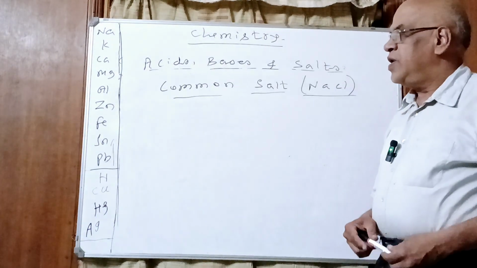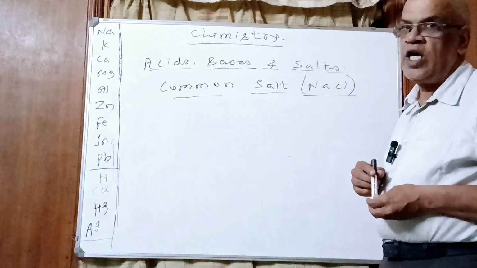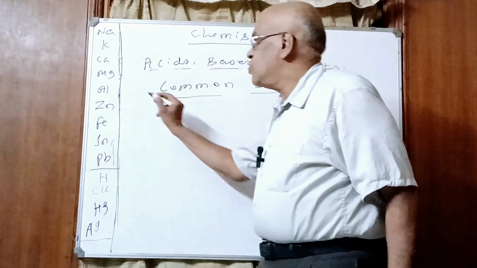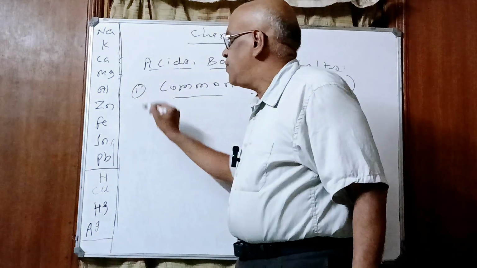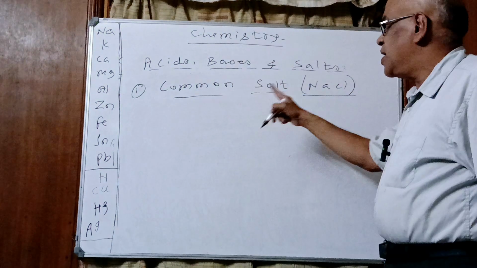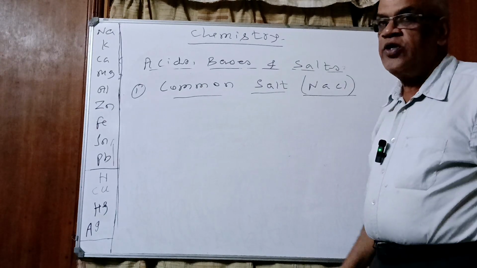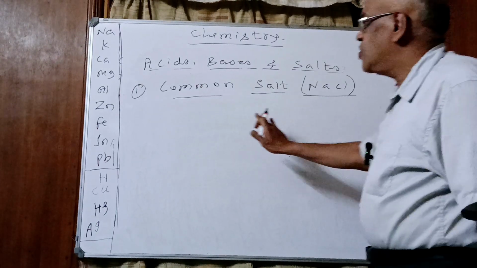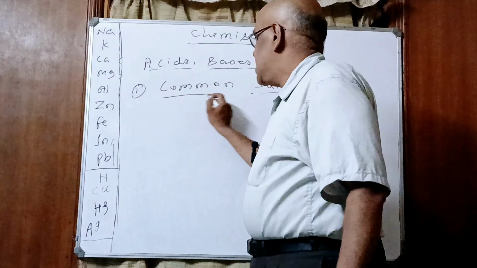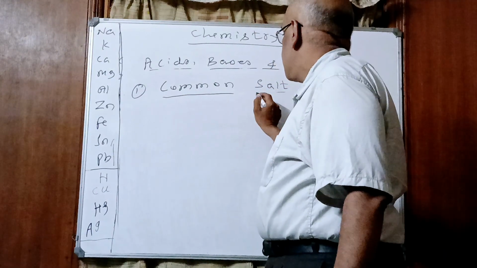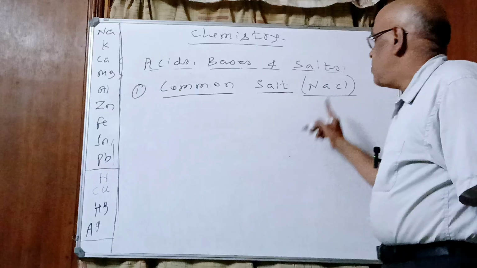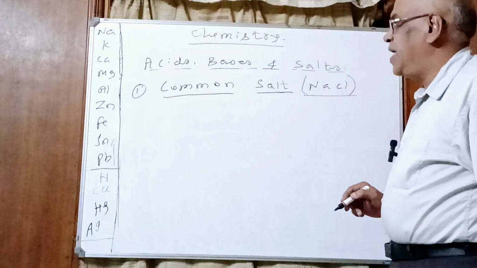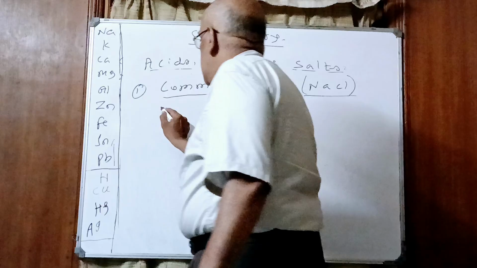Dear children, now we will discuss a few salts individually. First one is common salt. What is common salt? Sodium chloride. The name common salt doesn't refer only to sodium chloride. I told you in the beginning, sodium chloride is also common salt, but it's a general name for all salts. Sodium chloride formula is what, children? NaCl.